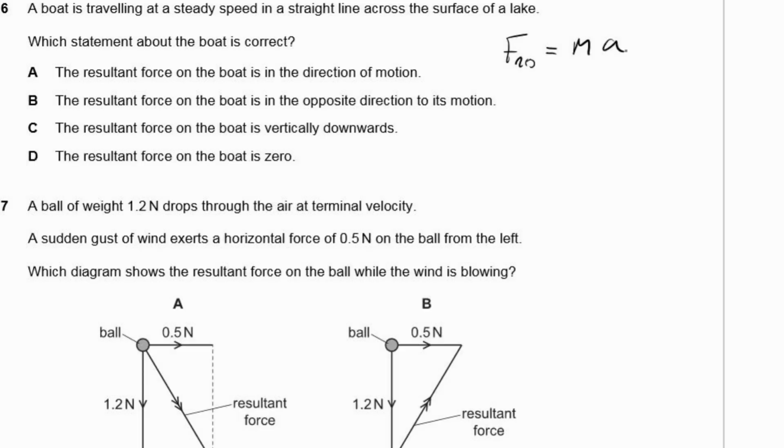is just mass times acceleration. If it's moving at a steady speed in a straight line, then the velocity is constant. So that means the acceleration equals 0. So the resultant force equals mass times 0, which of course is just 0 newtons. There is no resultant force. The resultant force is 0.